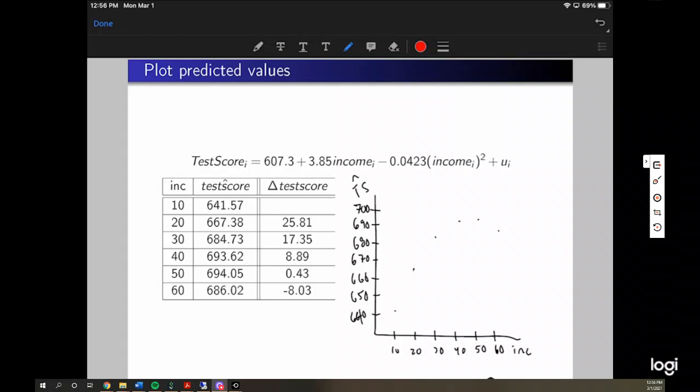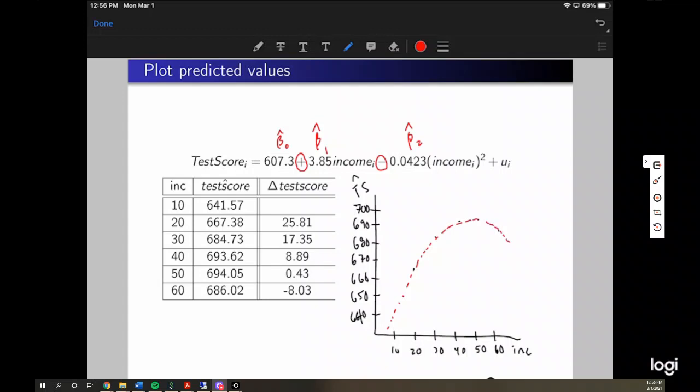All right, let's plot the predicted values from the quadratic regression function. Here we've estimated in our model test scores, with this as our estimate of beta hat 0, this as our estimate of beta hat 1, and this as our estimate of beta hat 2. Notice that the coefficient beta hat 1 is positive, 3.85, and beta hat 2 is negative. So what this is saying is that we're going to get some kind of relationship that's trending upward at first, but then eventually trends downwards.